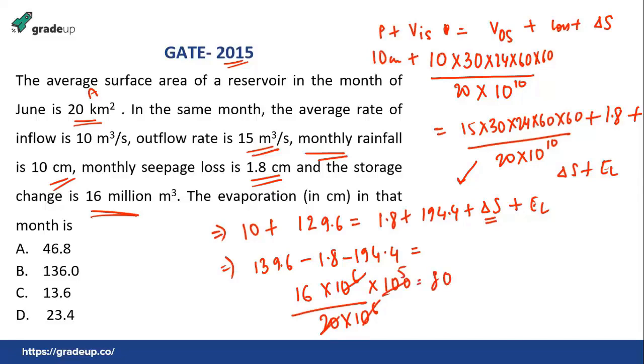So delta S we are taking negative here, plus EL. So when it comes here, it will become positive, and finally we will get the EL value as 23.4 centimeter. So the correct option is option D. I hope this is clear. The only key point was that delta S value we have to evaluate whether it is positive or negative.